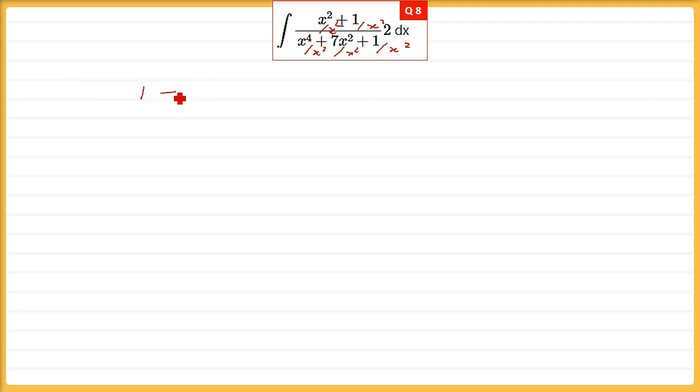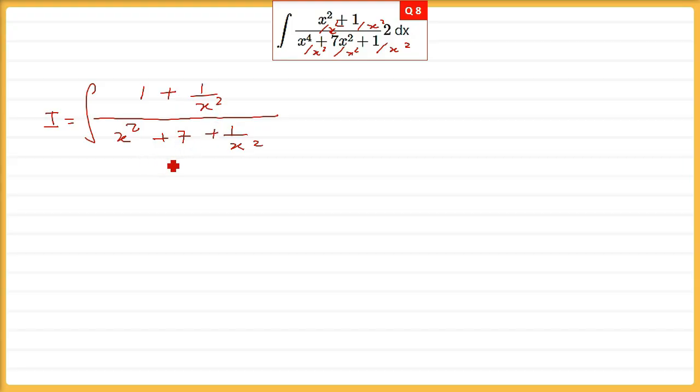So the integration will be 1 plus 1 by x square. Now x raised 4 divided by x square will be x square. This will be 7 only. And this will be 1 by x square. Now the integration needs to be done here. We need 1 plus 1 by x square in the numerator. For that we ought to have x minus 1 by x in the denominator.